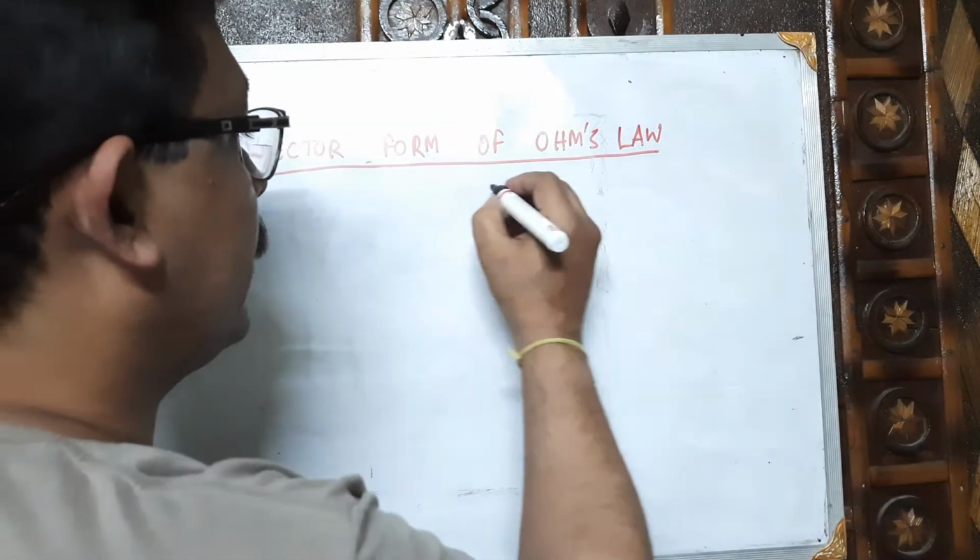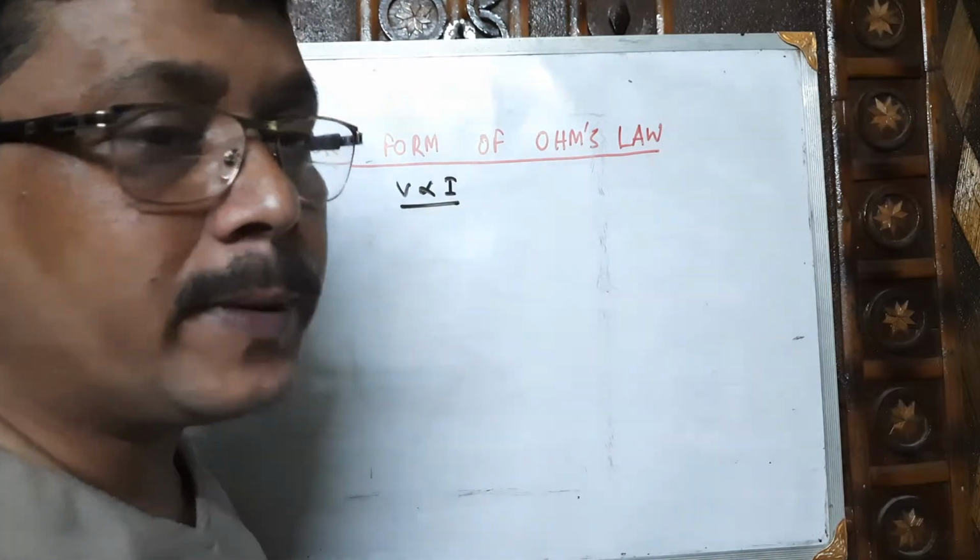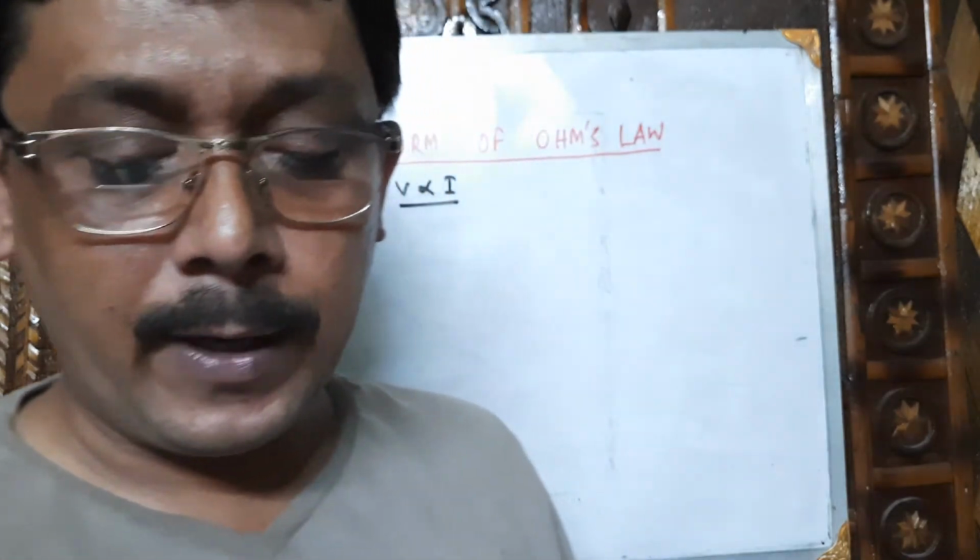We know that Ohm's law says V is proportional to I, voltage proportional to current. It cannot be converted into a vectorial form as current is a scalar quantity. Current is not a vector quantity, so we cannot write it in the vectorial form.